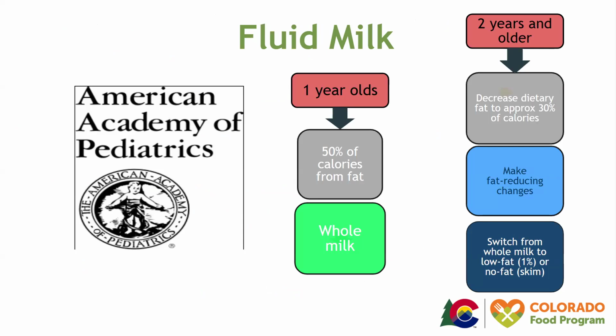All right. And so again, these requirements were put out by the American Academy of Pediatrics. So 1-year-olds should be receiving whole milk, which is 50% of the calories from fat. And then 2 years and older, you would need to switch from whole milk to 1% or skim milk to reduce the fat content.